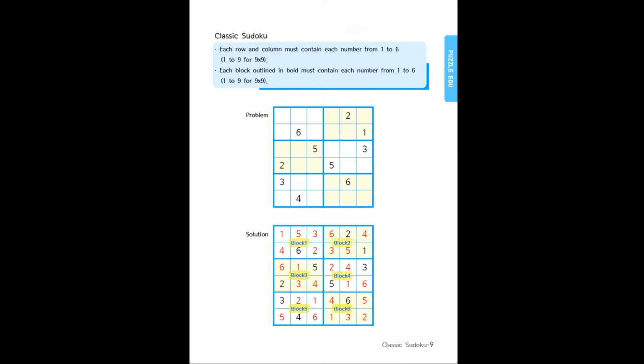Here are the rules. Each row and column must contain each number from 1 to 6, and each block outlined in bold must contain each number from 1 to 6. If the problem is a 9x9 grid instead of the 6x6 you see here, the same rules apply. Just make sure to include each number from 1 to 9 instead. And as you can see, if I mention a block number, I'll be referring to one of these 6 groups of cells.